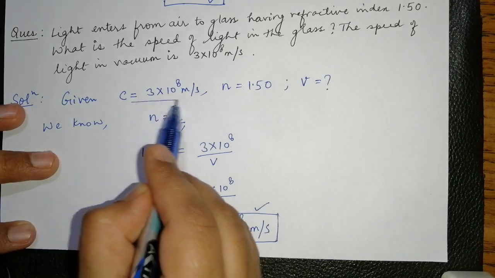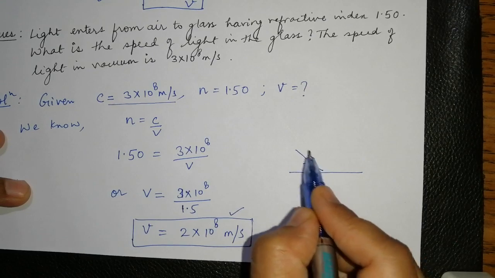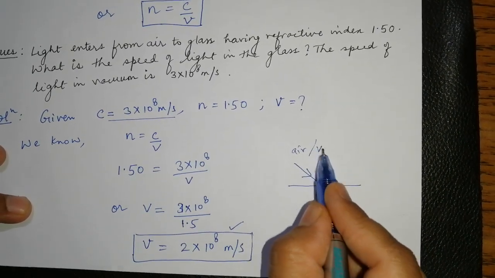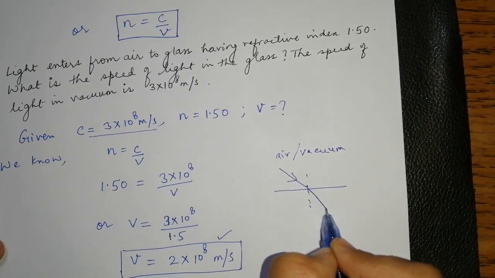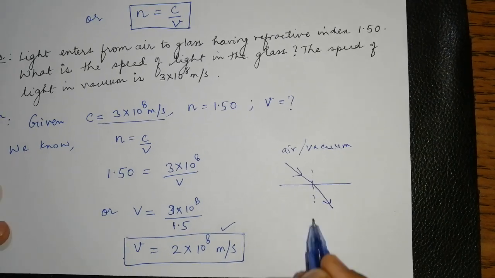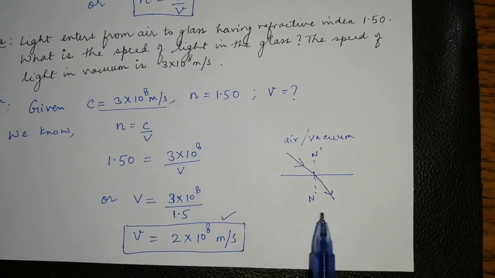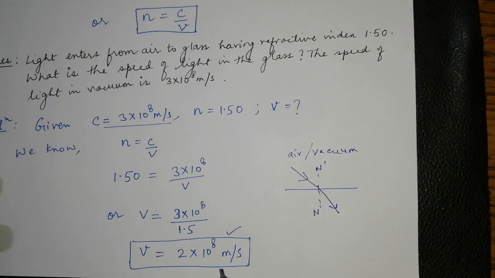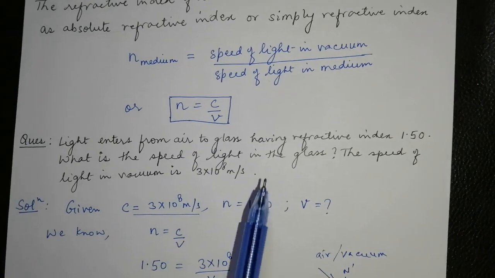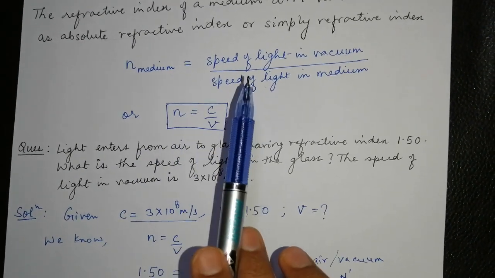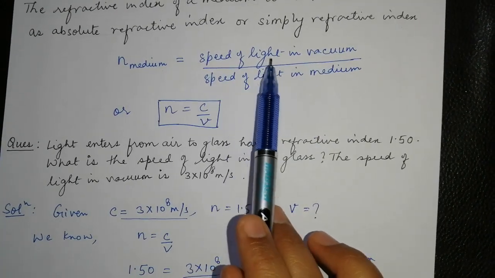So we see the speed of light in the glass is less than the speed of light in the vacuum. So when the light travels from air or from vacuum to the glass, the bending will happen towards the normal, because the speed of light has become less. So I hope you have understood how to use this formula, n is equal to c by v. I repeat, refractive index gives you the ratio of speed of light in vacuum with respect to the speed of light in a particular medium.